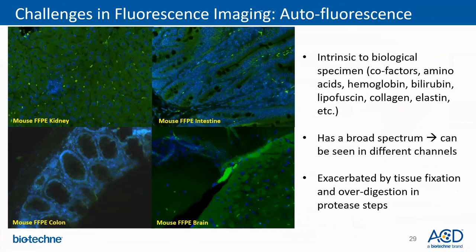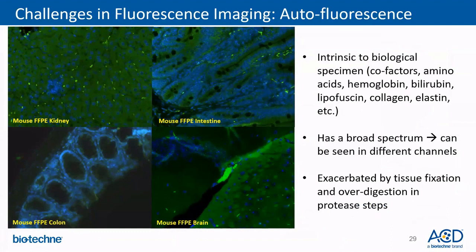Next, we will briefly discuss fluorescence imaging. One of the main challenges in fluorescence imaging is autofluorescence. Here you can see the autofluorescence in different tissue types. Autofluorescence is intrinsic to all biological specimens and should be excluded during image analysis. However, this may not always be easy to do, as it may be difficult to separate autofluorescence from real fluorescent signals.